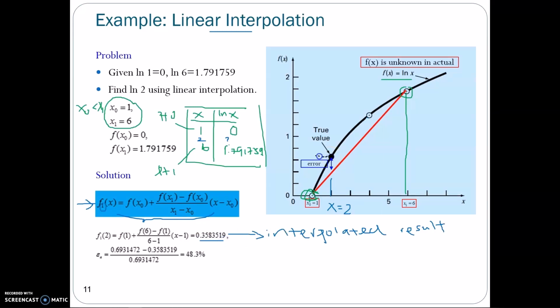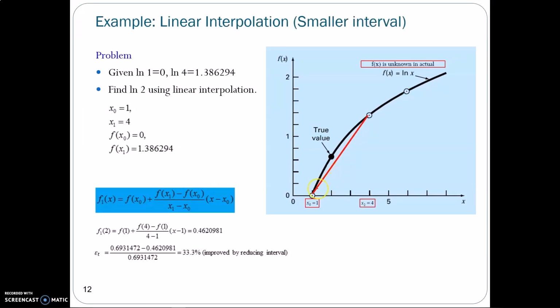When you compare it with the actual answer here, which is ln 2, so ln 2 is equal to 0.69 something here. The true percent relative error is equal to the true answer minus the interpolate result divided by the true answer. So this is the error.